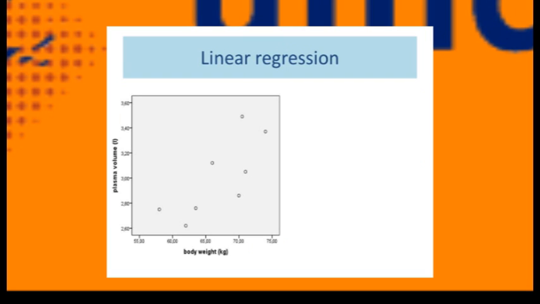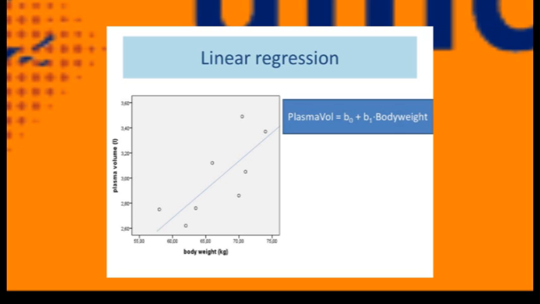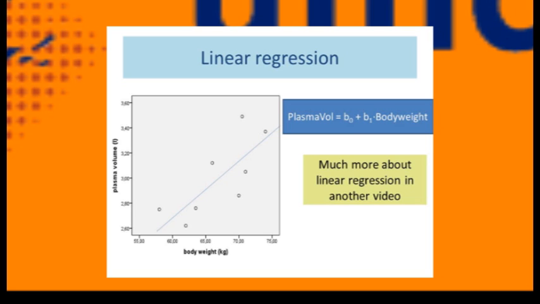If we are interested in prediction, for example, we would like to estimate the plasma volume for a man with known body weight, we need a formula. In linear regression, we will estimate the equation of the best fitting line through the data. This line will look like plasma volume equals B0 plus B1 times body weight. I will tell you more about linear regression in another video.